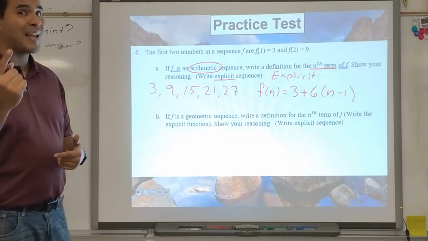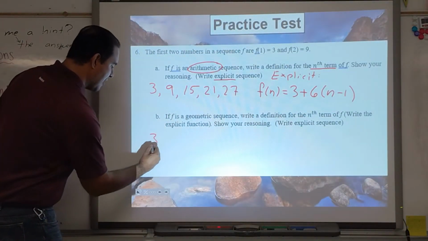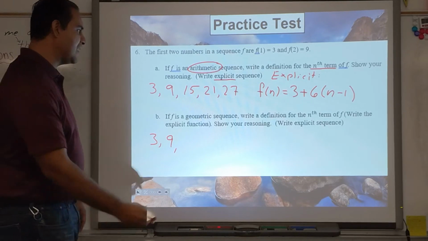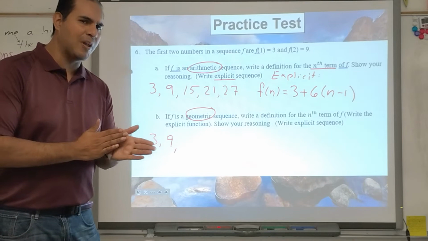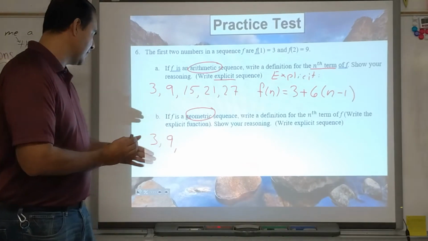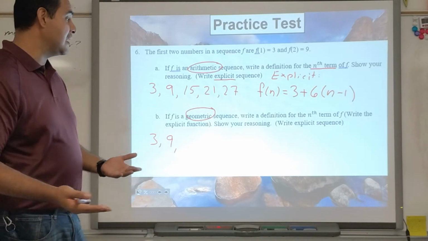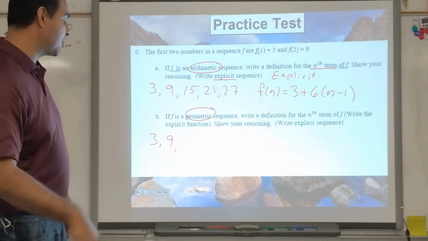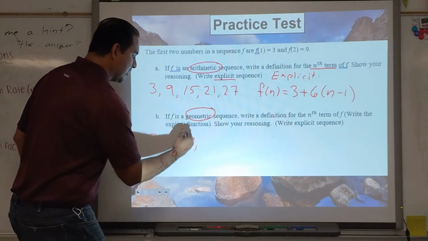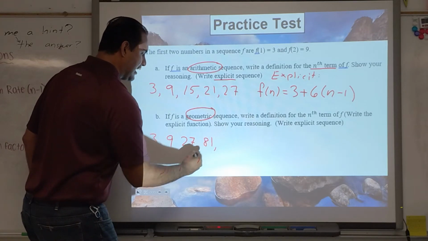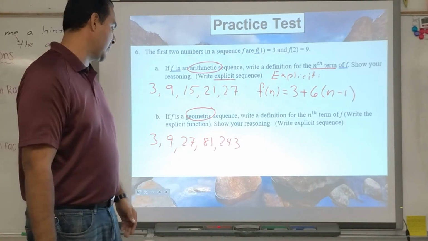B now, same two starting terms, 3 and 9. So we're starting with 3 and 9. But in this case, we now have a geometric sequence that you're going to make. So if it's geometric, we're multiplying by the same number over and over again. So 3 times what would give me 9? That would be the number 3. So since it's geometric, we're going to multiply by 3 over and over again. 3 times 3 is 9. 9 times 3 is 27. 27 times 3 is 81, and 81 times 3 is 243. Multiplying by 3 over and over again.